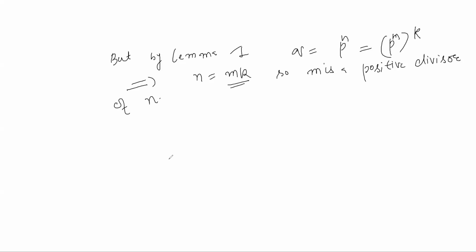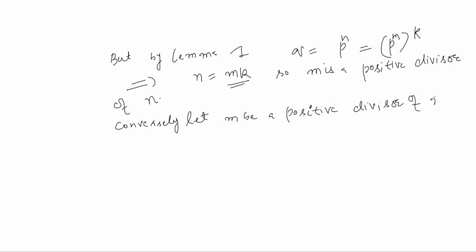Conversely, let m be a positive divisor of n. And we show the second part. Conversely, let m be a positive divisor of n.